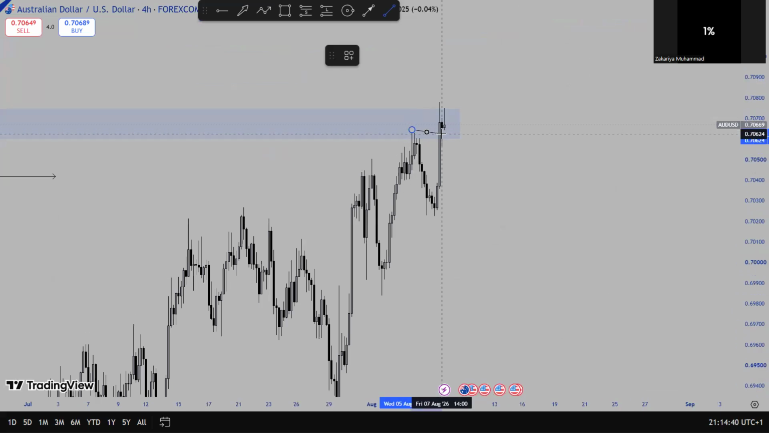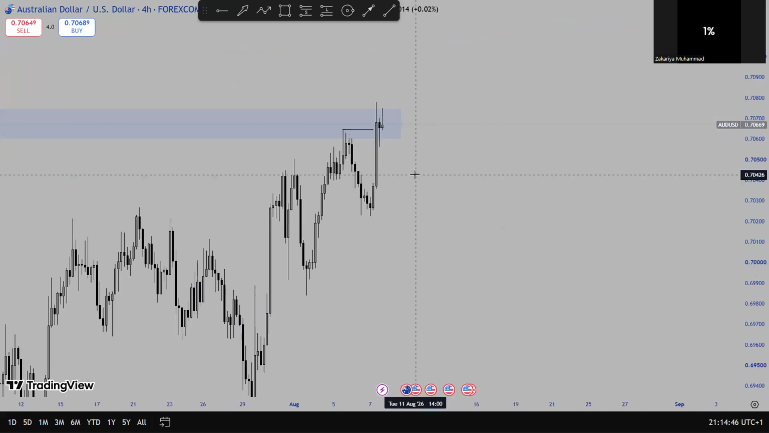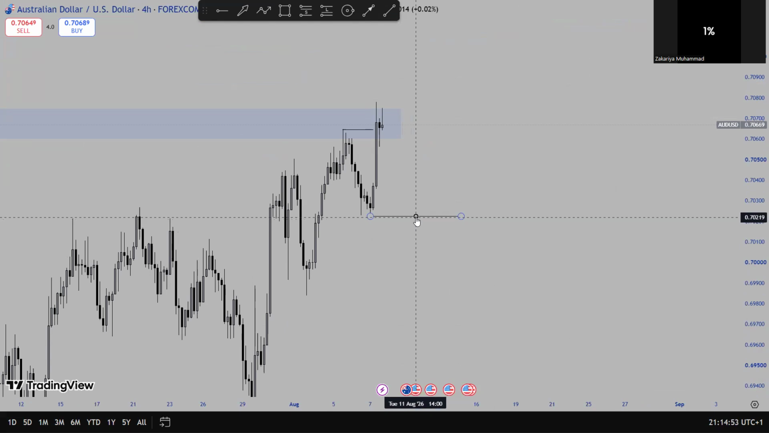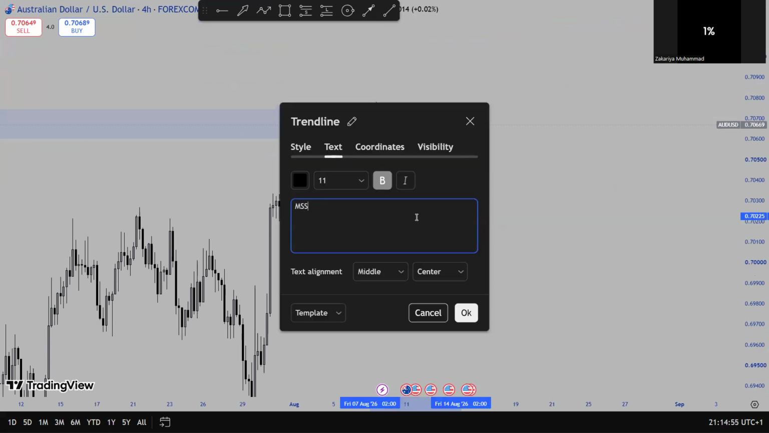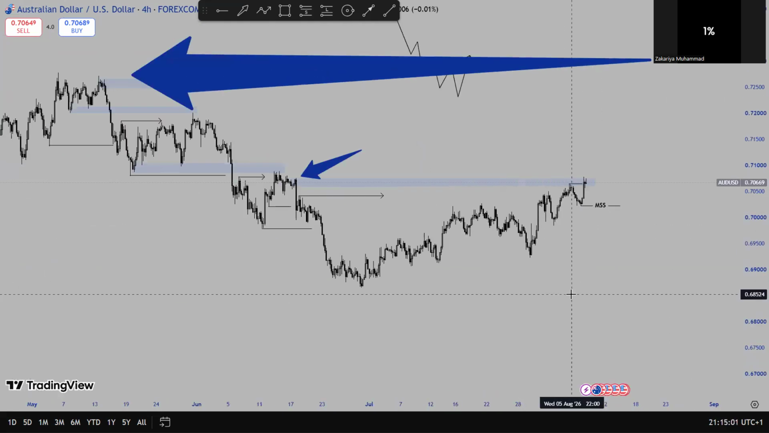Why do you expect a structural shift to happen? After this break of structure, because this is a valid break of structure, right? Because what? It closes with what? Complete body. So what is your low now? This is your strong low. If price closes below this one, you have a market structure shift in what? In the 4-hour time frame. That means you're continuing with your 4-hour structure.